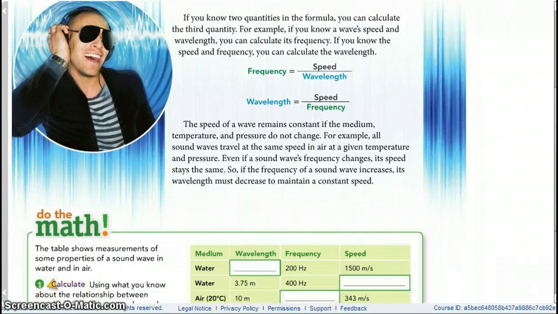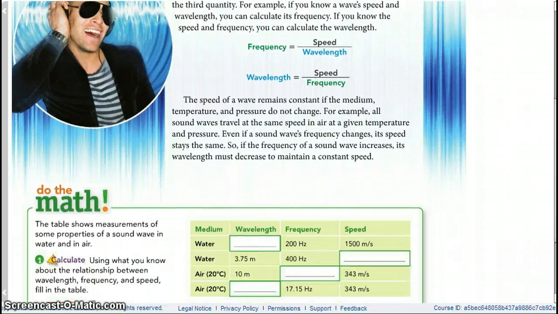The speed of a wave remains constant in the medium if temperature and pressure do not change. For example, all sound waves travel at the same speed in air at a given temperature and pressure. Even if a sound wave's frequency changes, its speed stays the same. So if the frequency of a sound wave increases, its wavelength must decrease to maintain a constant speed.